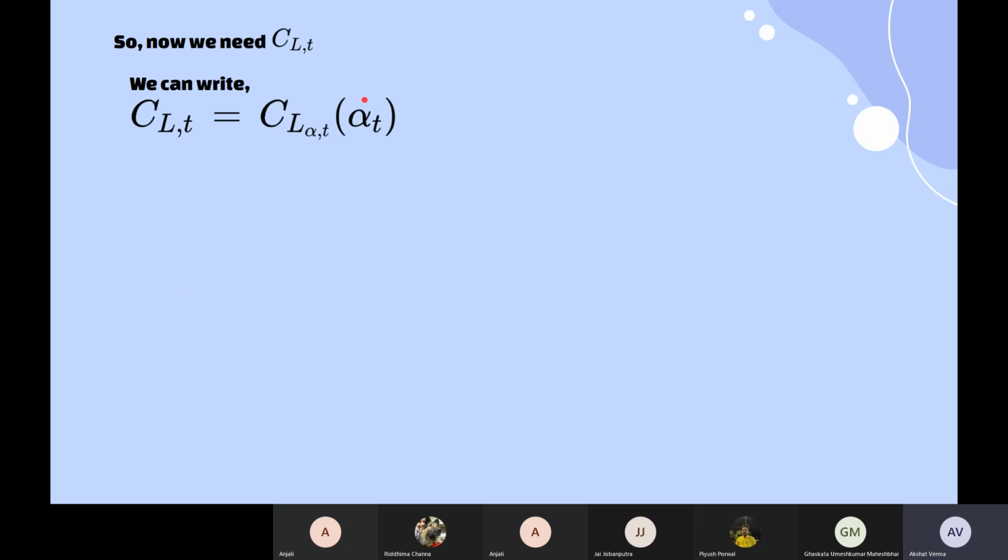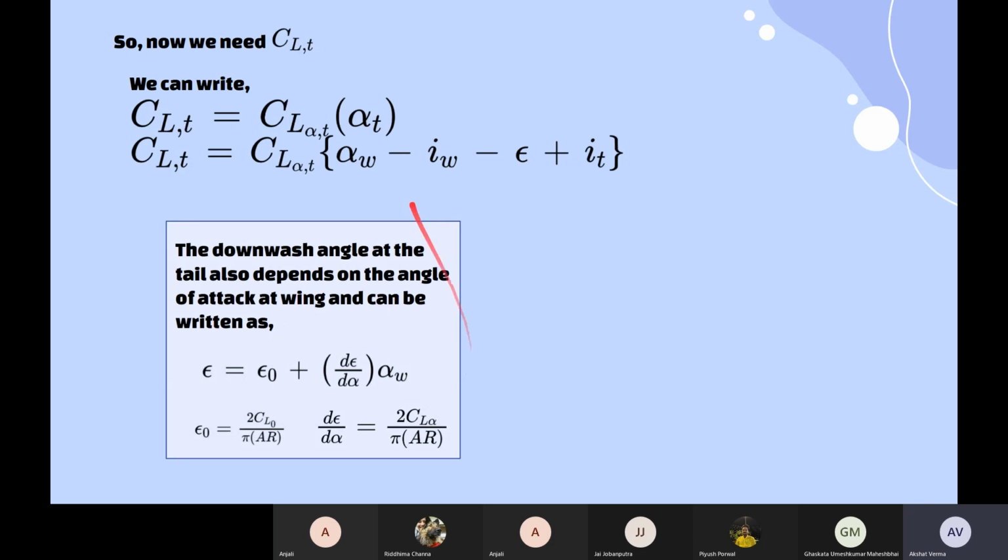As from the previous knowledge from the first webinar, we can write the CLT as CL alpha T into alpha T, where CL alpha is the slope of the graph between the CL and alpha curve, and alpha T is the angle of attack at the tail. As we looked at initially, the angle of attack at the tail can be written like this. So you get the expression for CLT as follows. Also, you get some expression for the downwash angle, which also depends on the angle of attack at the wing, that is alpha W, and this can be written as this quantity.